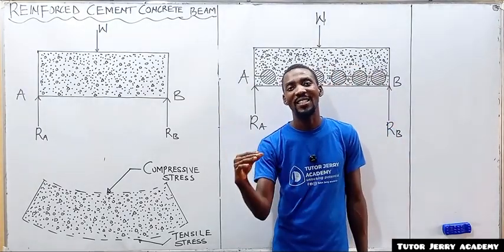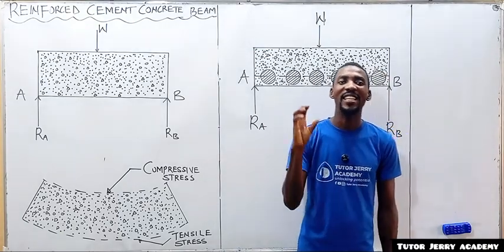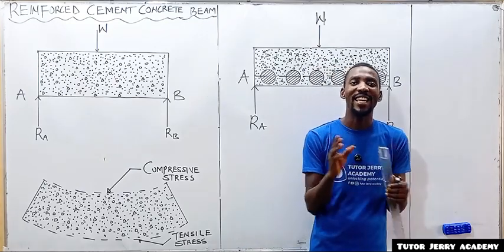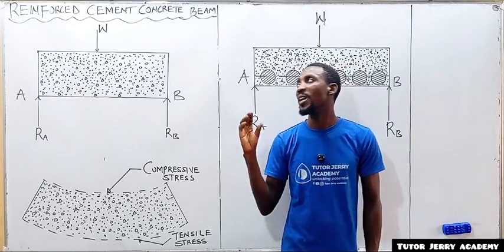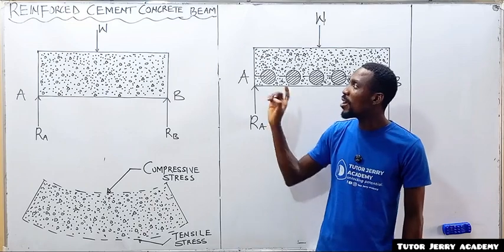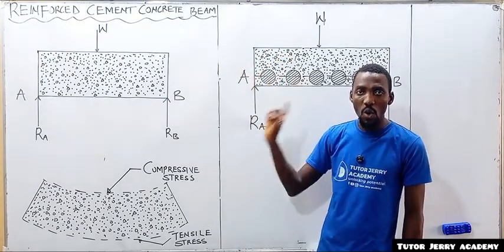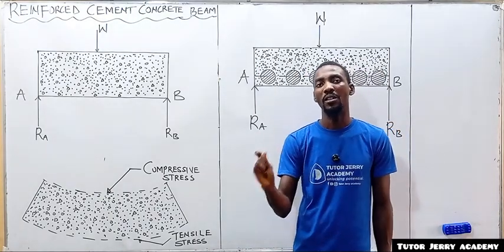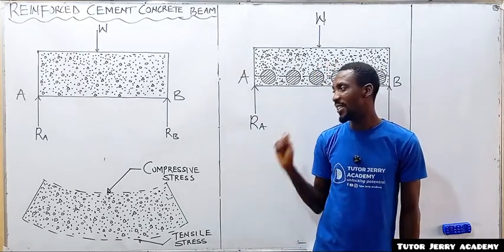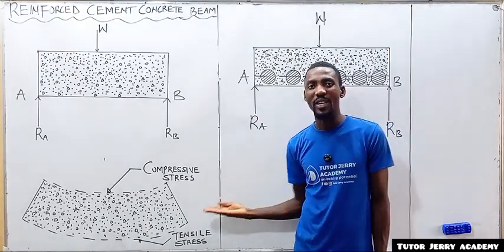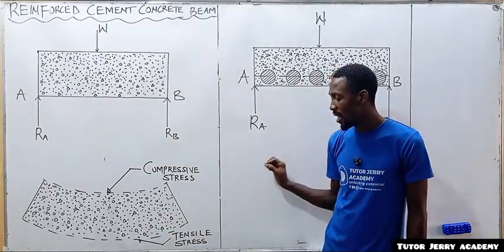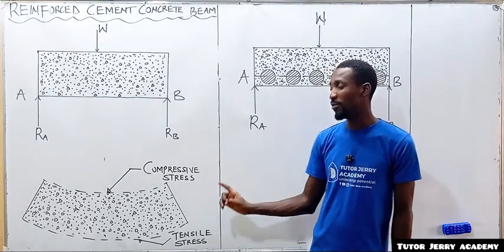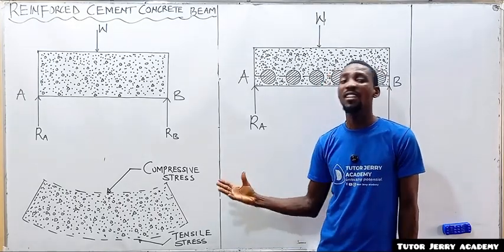Now you need to note that cement concrete is very good at compression but extremely weak in what? In tension. It therefore means that if we have any beam that is made up of just cement concrete only, such a beam will be extremely good in compression but weak in what? In tension. And you know, if any beam is weak in tension, it can lead to failure of such a beam. It can lead to cracking of such a beam.